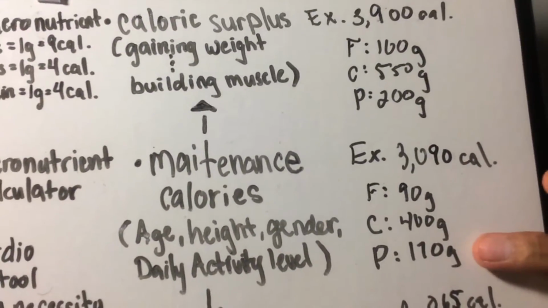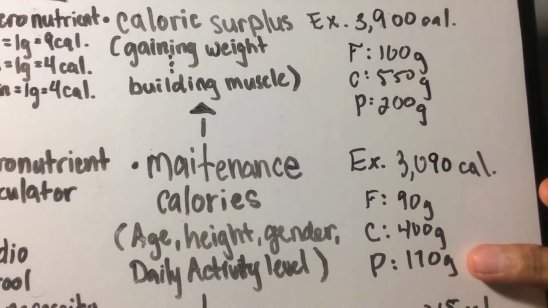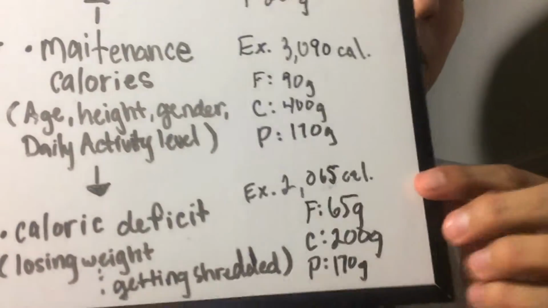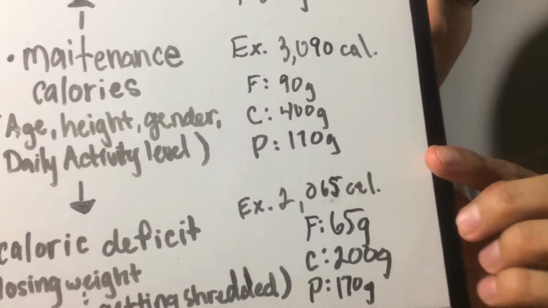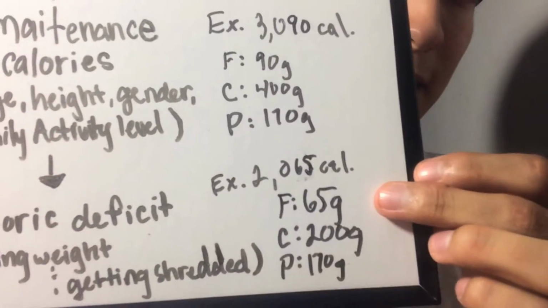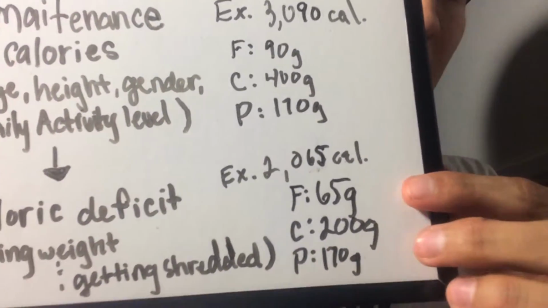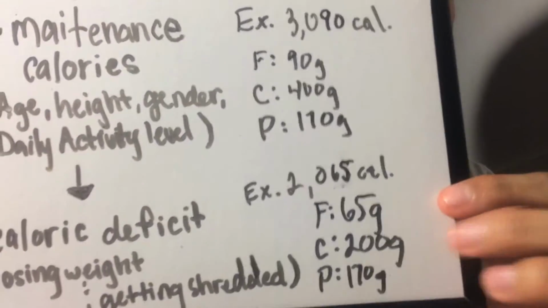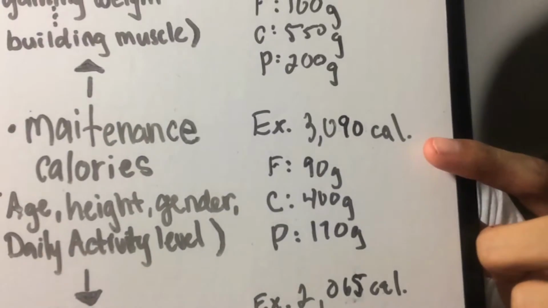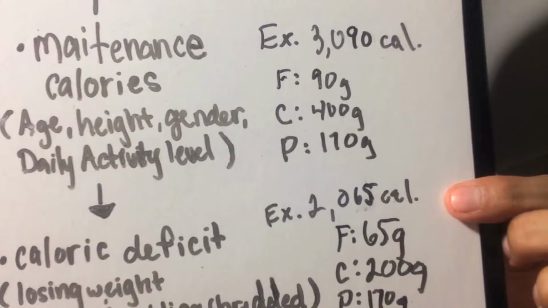I never recommend taking away from your protein because that's what's going to help you build muscle or keep your muscle on, whichever one you're going for. So always focus on the fats and carbs. Well, not always, but mainly focus on the fats and carbs. So say we take away from carbs and fats, and that brings us down here. Our fats are 65, our carbs are 200, and our protein stayed the same, 170. So this brought us down to 2,065 calories. We were at 3,090 with our maintenance, but we subtracted, so that brought us down to 2,065.